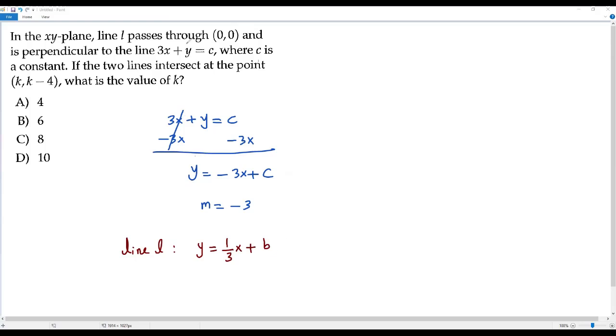The question says line L passes through (0, 0). So this (0, 0) is the y-intercept of line L, and at this y-intercept the y coordinate is 0. So we can plug in 0 for b. When I do so, I'm getting y = 1/3 x + 0, which simplifies to y = 1/3 x. Now I got the equation of line L. Also, the two lines, line L and the line 3x + y = c, both intersect at the point (k, k - 4). Now let me draw the two lines.